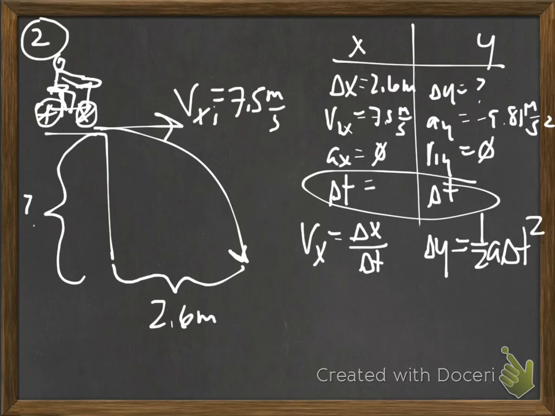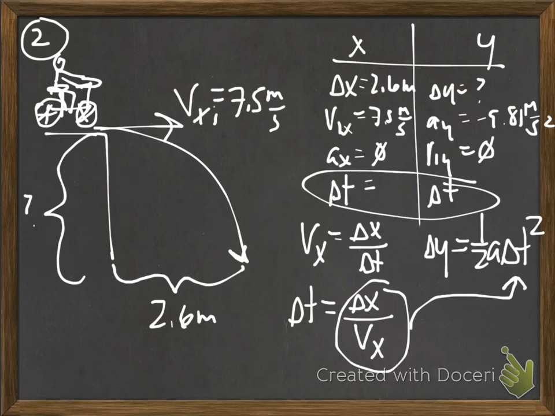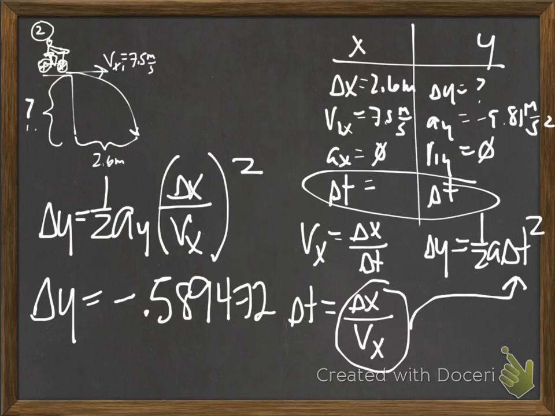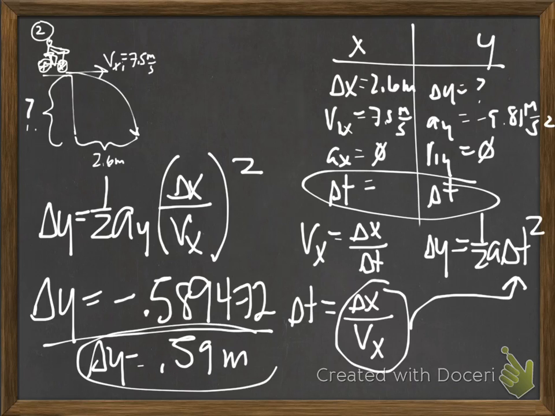Basically we're going to rearrange this to solve for delta t. Delta t equals delta x over Vx, and that goes into there. Okay, so we plug in our expression for time into our equation on the y-axis, and when we do that we get delta y of negative 5.89472. So your ramp, if we're going to call it that, is 0.59 meters tall. Not much of a ramp if you ask me.